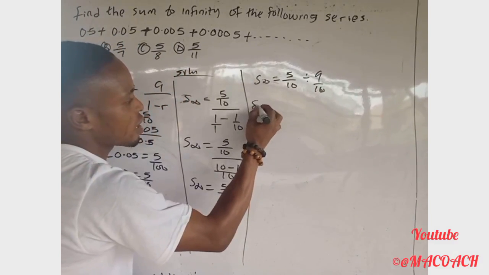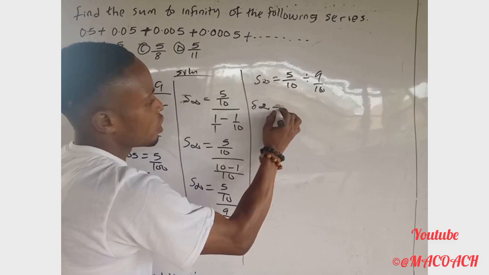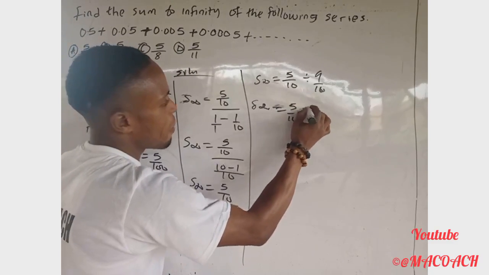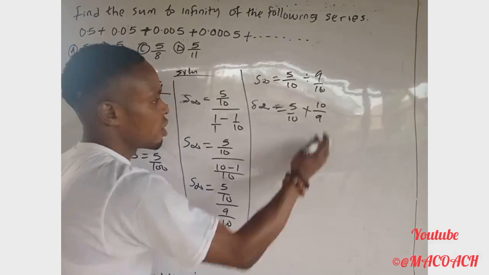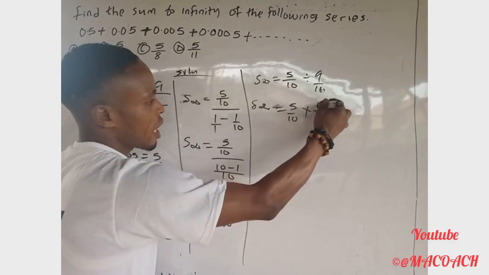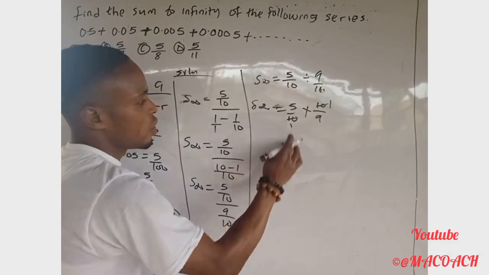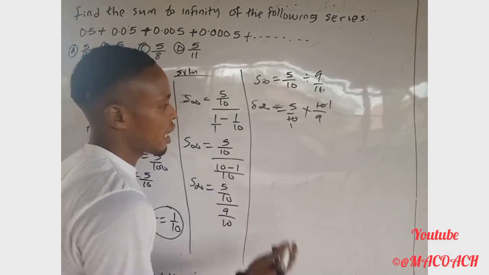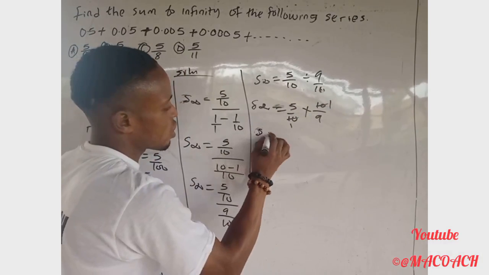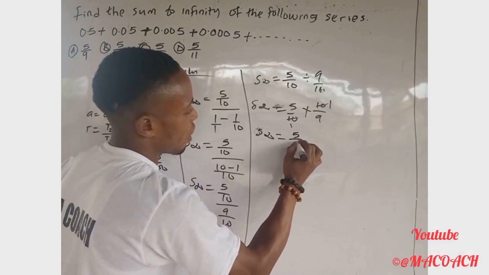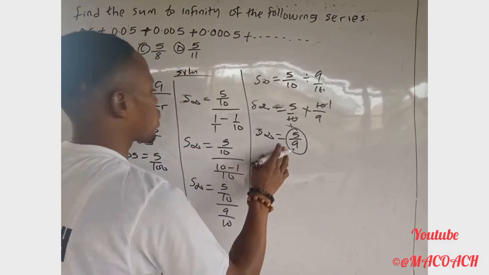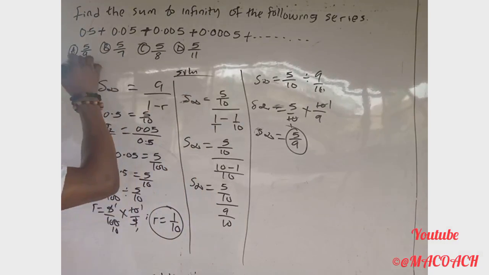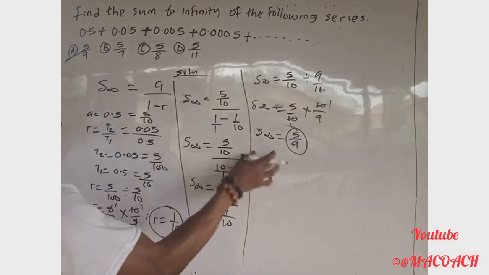So our sum to infinity now is equal to 5 over 10 multiplied by 10 over 9. This one goes up, this one will come down. So 10 here 1, 10 here we have 1. So here we have 5 times 1, that is 5. 1 times 9 gives us 9. So our sum to infinity is equal to 5 over 9. So therefore our answer is equal to 5 over 9. So our answer we have is A. So for this question, our answer is A.